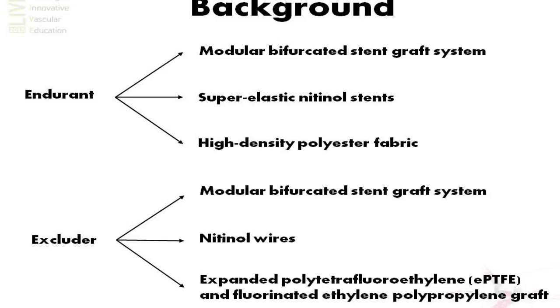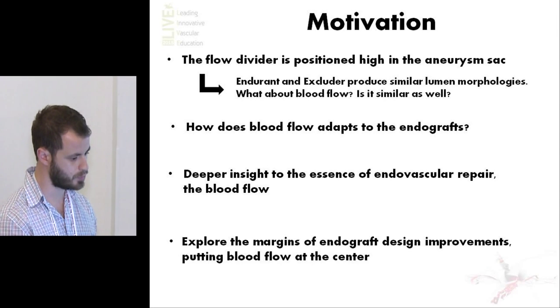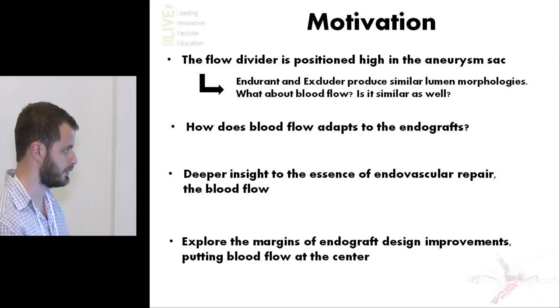An interesting thing here is that the flow divider of both endografts is positioned high in the aneurysm, so Endurance and Excluder produce similar lumen morphologies after surgery. But what can we tell about blood flow? Is it similar as well? And how does blood flow adapt to the endograft?